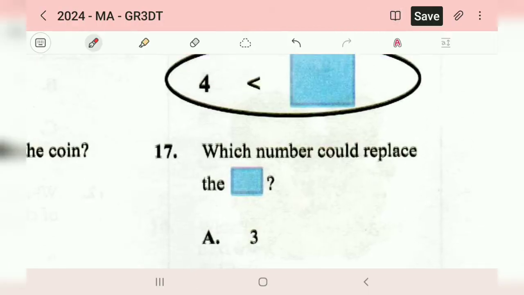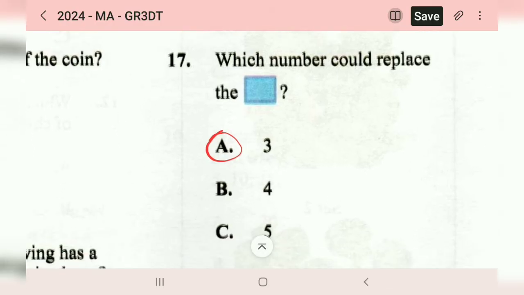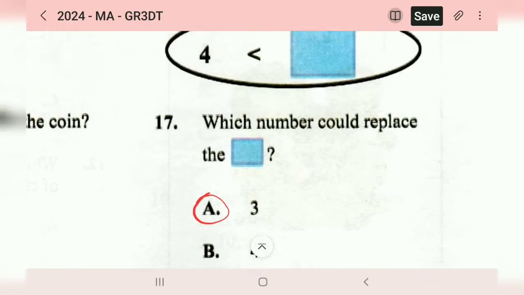4 is less than 3. Whatever else they're coming with must be greater, because they're not going to put two correct answers. So 4 is equal to 4, that is B, and 4, what am I saying here?